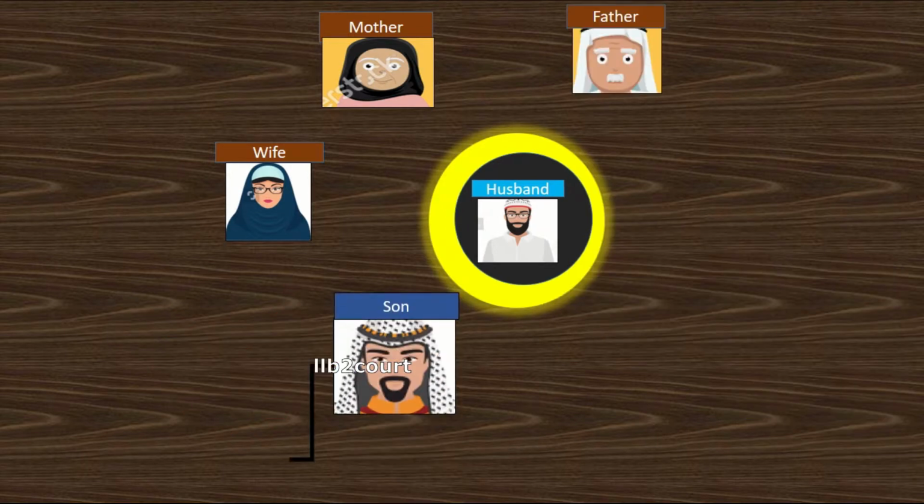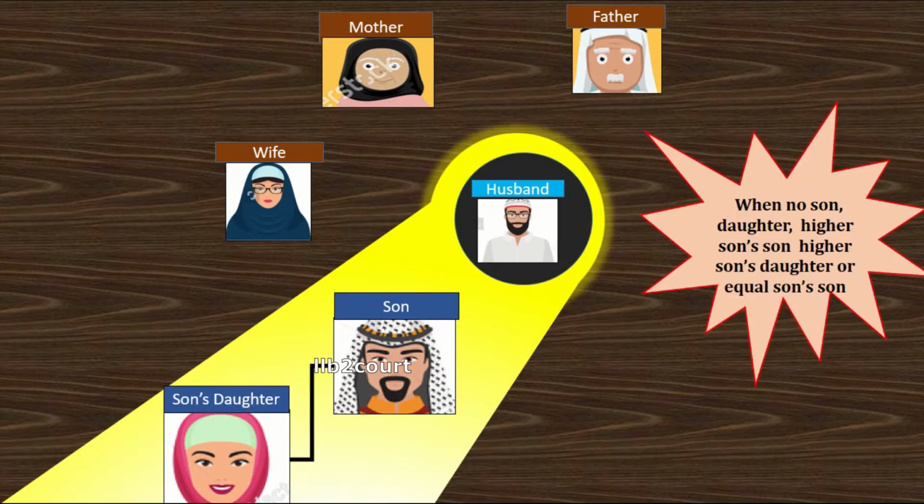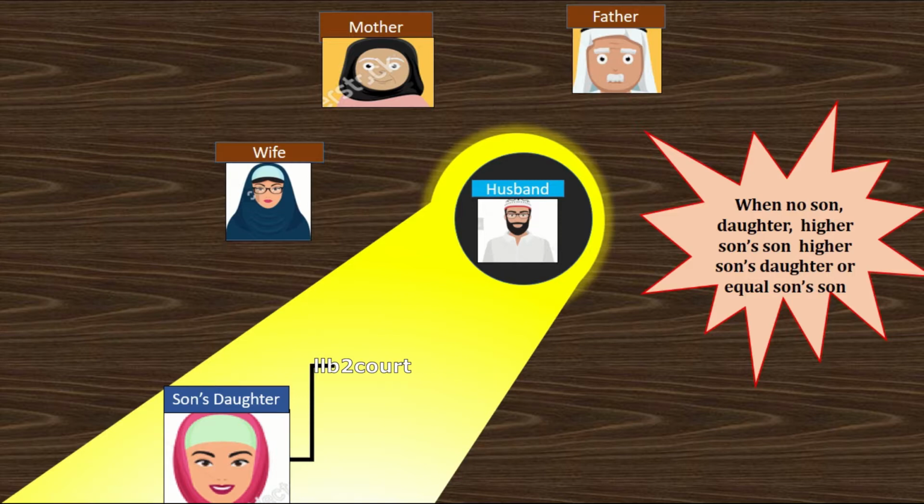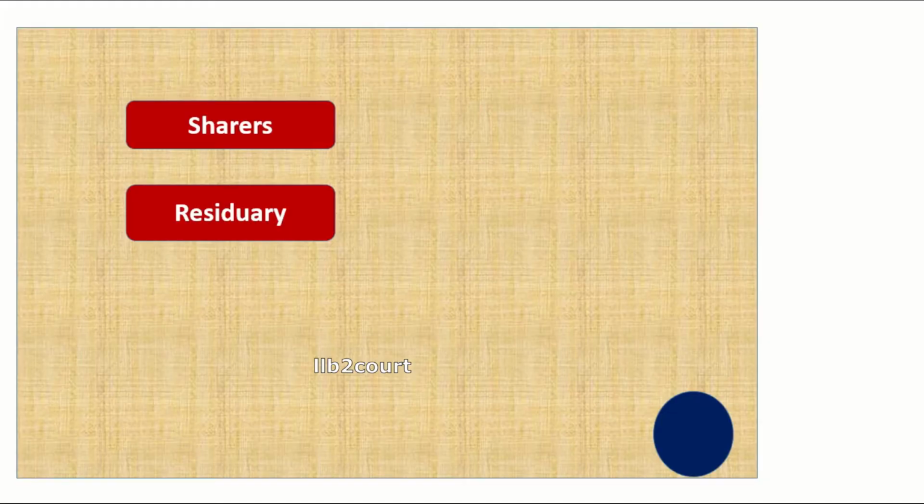Next one is a son's daughter, if the son is no more. We have seen different degrees, right? If in the same degree the son's daughter has a brother like a son, or in a higher degree, if the deceased person has a son, daughter, son's son, or equal son, in that case, the son's daughter won't get. Otherwise, she will get 1 by 2. If there are two son's daughters, they both together take 2 by 3.